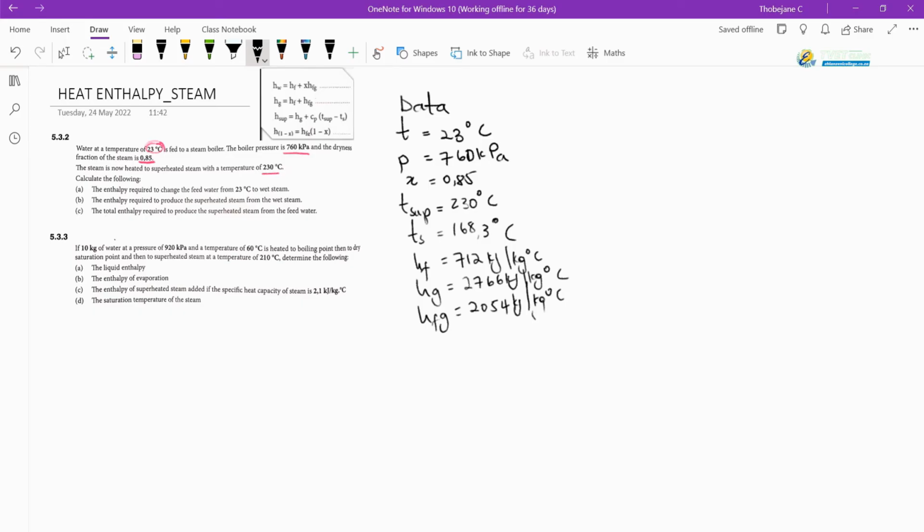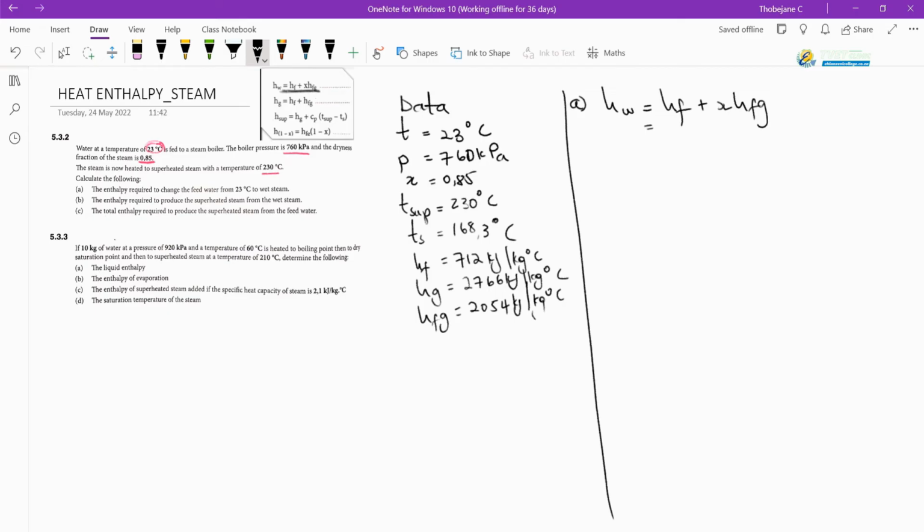Let us now quickly try and answer our questions. Number A, they want us to calculate the enthalpy required to change the feed water from 23 degrees Celsius to wet steam, right? To wet steam. So we are saying HW, the wet steam, is equal to HF plus XHFG. It's the first equation there.